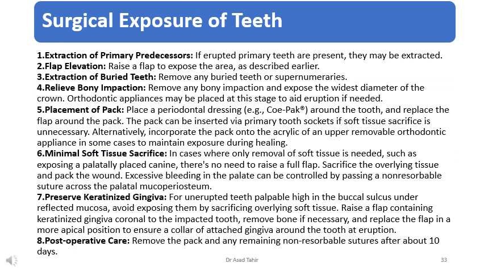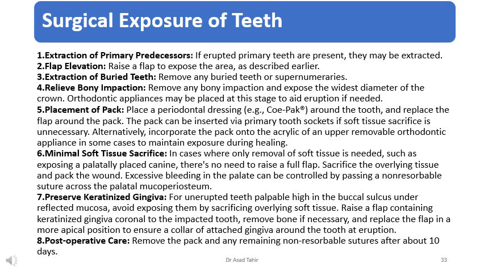Surgical exposure of teeth. Extraction of primary predecessors. If erupted primary teeth are present, they may be extracted. Flap elevation. Raise a flap to expose the area, as described earlier. Extraction of buried teeth. Remove any buried teeth or supernumeraries. Bony impaction. Remove any bony impaction and expose the widest diameter of the crown. Orthodontic appliances may be placed at this stage to aid eruption if needed.